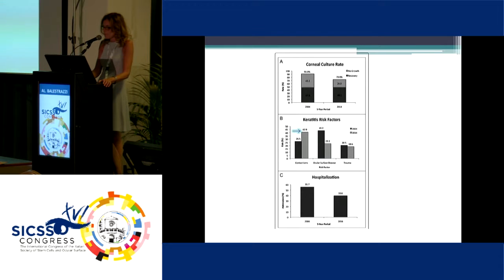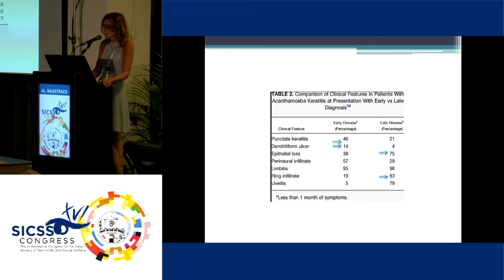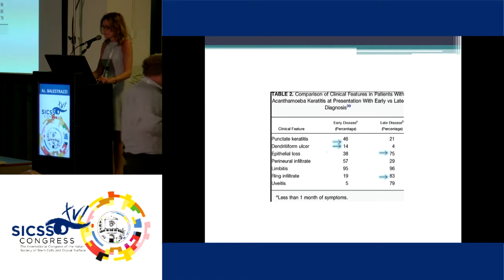However, there are cases when no microorganisms can actually be identified. These are the risk factors, and you may see that the need to hospitalize these patients has considerably decreased. In this table, we may see for Acanthamoeba the symptoms that may be found and observed at an early stage. It's more than symptoms, it's the clinical picture here, and then what can be observed at a late diagnosis.